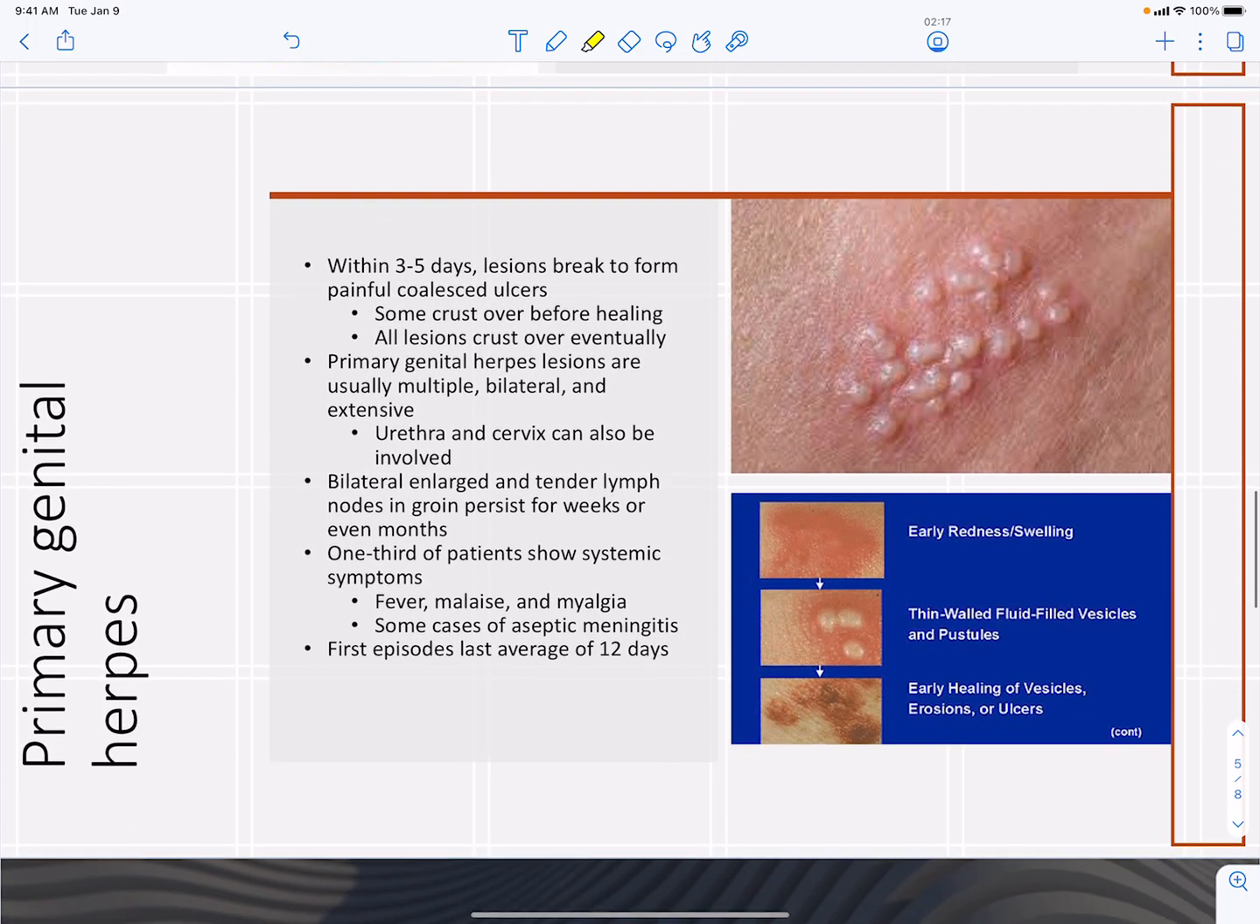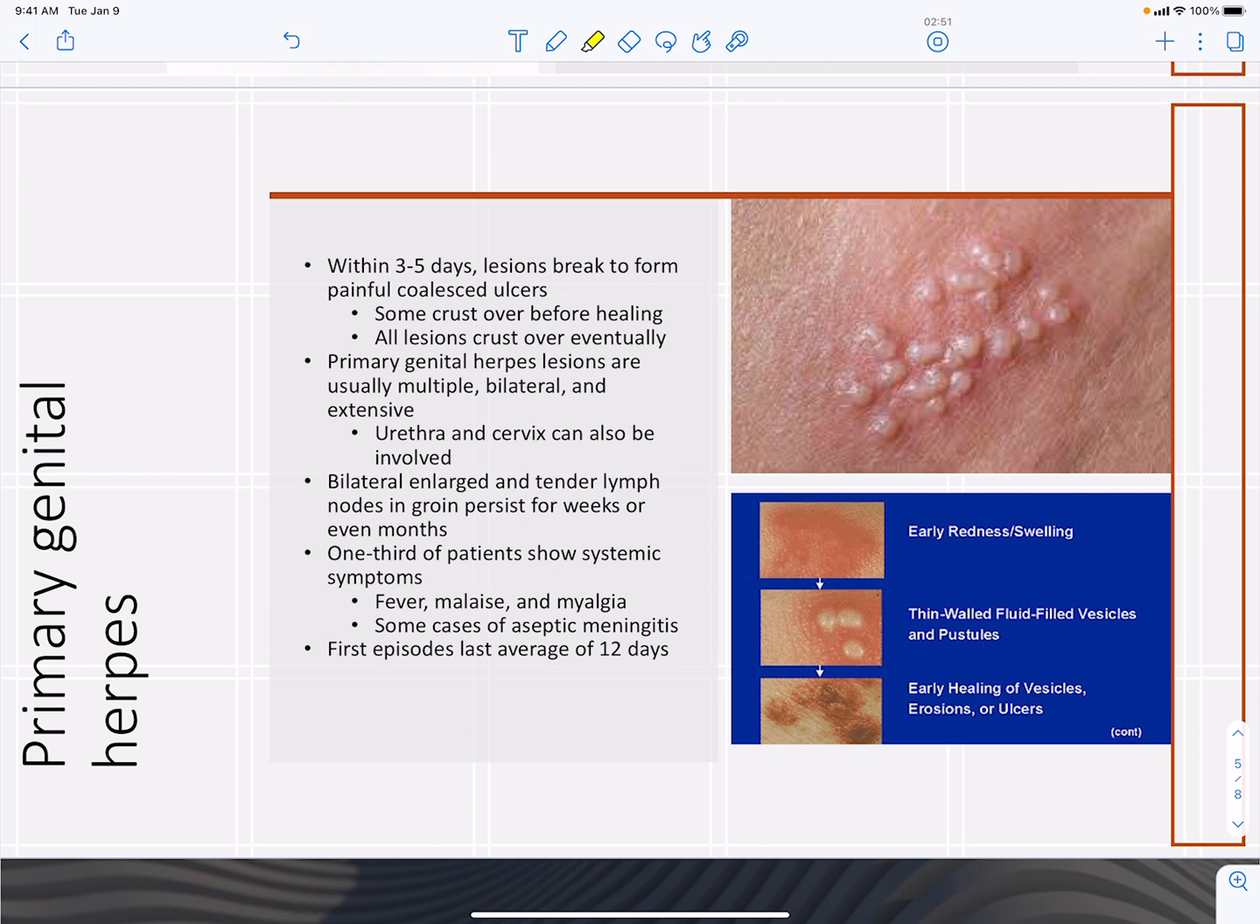For primary genital herpes, you're going to have lesions that form within 3 to 5 days, and they are painful coalesced ulcers. The lesions are all going to crust over eventually, and they are usually bilateral and extensive. Bilateral enlargement and tender lymph nodes in the groin also persist even after the lesions have cleared. About a third of the patients show systemic symptoms such as fever and tiredness.